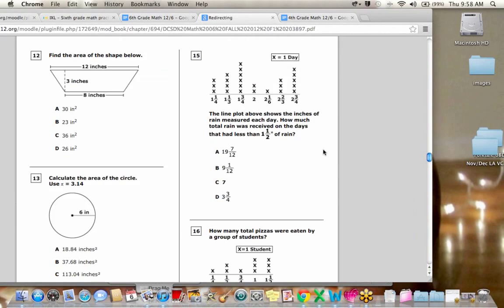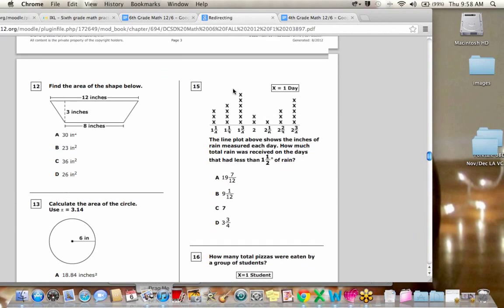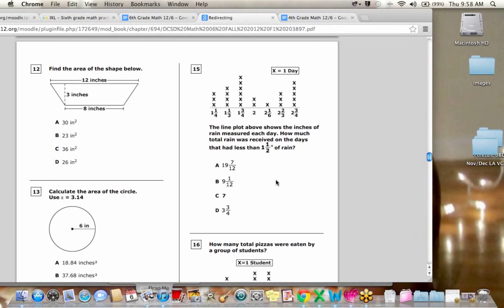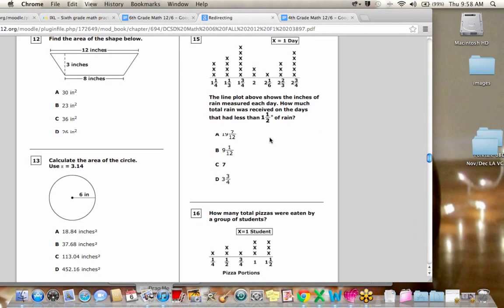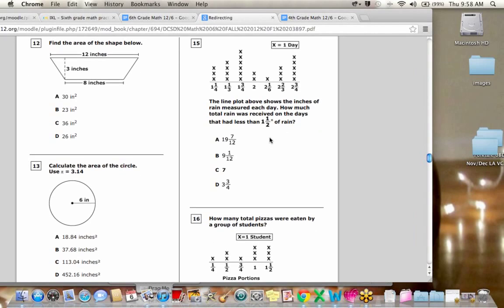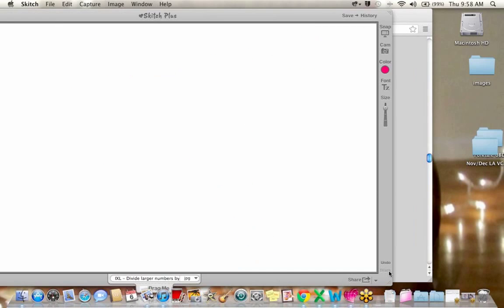That's a different question. I'm not sure what number that is, but okay, looking at number 15, the line plot above shows the inches of rain measured each day. How much total rain was received on the days that had less than 1.5 inches of rain? So really, the only portion of the graph that we're looking at are these 2 days right here, 1 1/4 and 1 1/3. Those are the only 2 that we're worrying about. So it's kind of a multi-step problem, and I'll show you how to work that out.